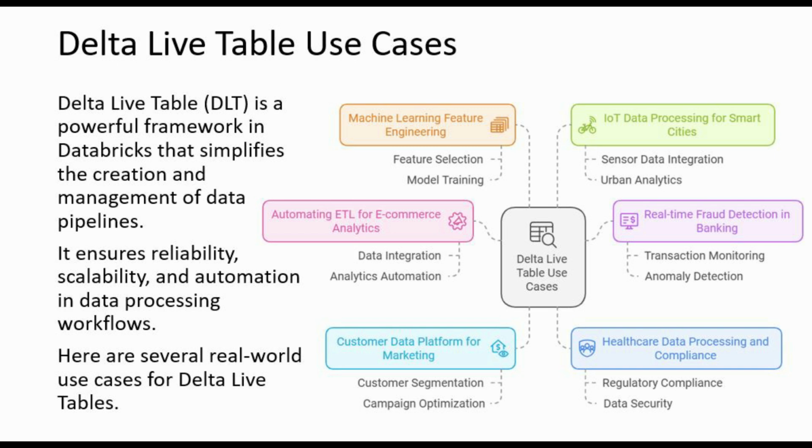Track data lineage, ensuring transparency and reproducibility for model training. This speeds up the development process and improves model accuracy. Use case 6. IoT data processing for smart cities. Finally, let's consider IoT applications in smart cities.